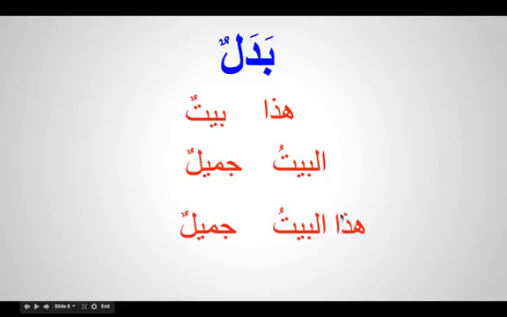Let's use our knowledge of mubtada and khabar and try to analyze this. If hada is coming as a mubtada, then what is al baytu? Is that a mubtada? Is that a khabar? What is it? This is what we learn. Hada is the mubtada. Al baytu is what we call a badal for hada.